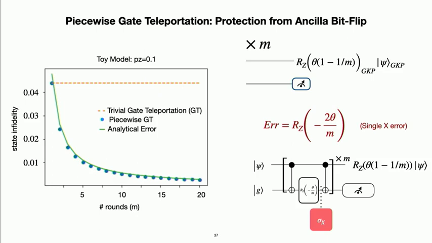The orange line here is the reference point at m equals 1, as if you would have done gate teleportation in just one round. And the blue dots are the simulations, while the green one is basically the analytical form, which I checked. So the analytical form matches, and the blue dots basically show you the decrease in infidelity that you see as you increase m.